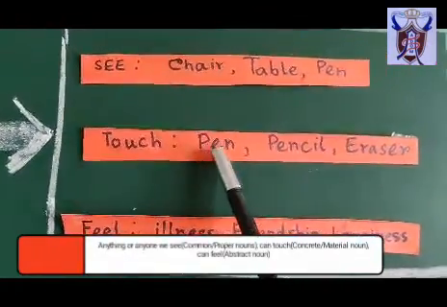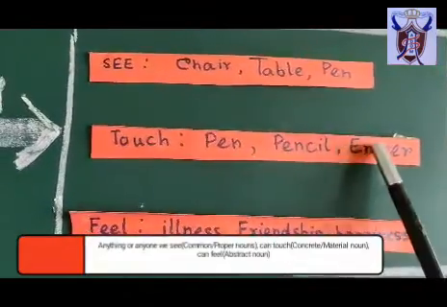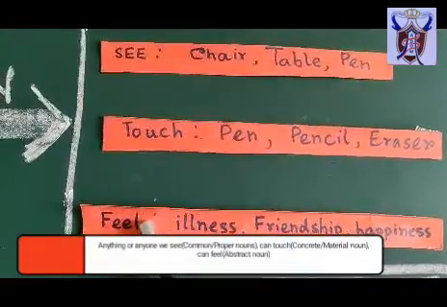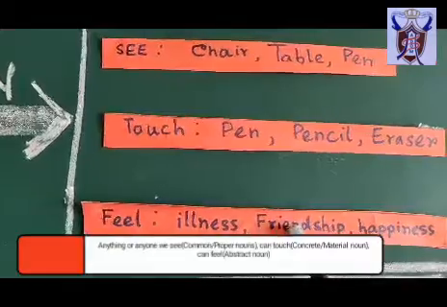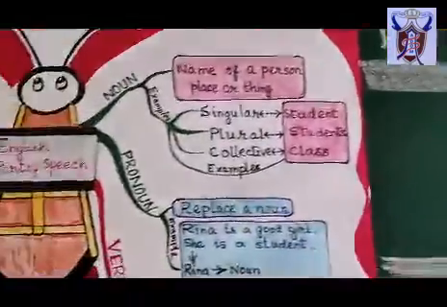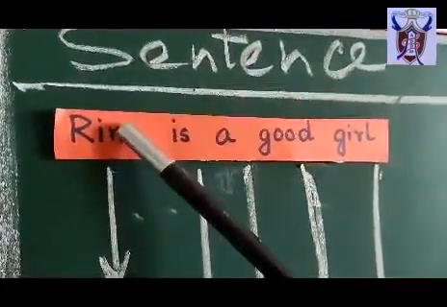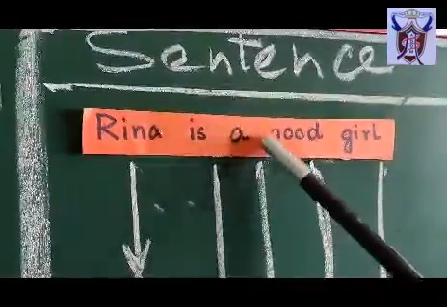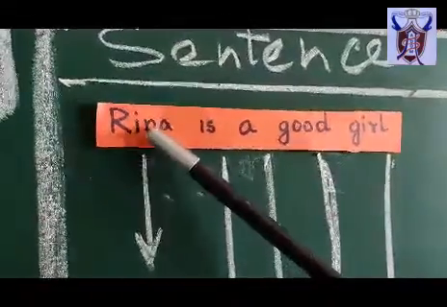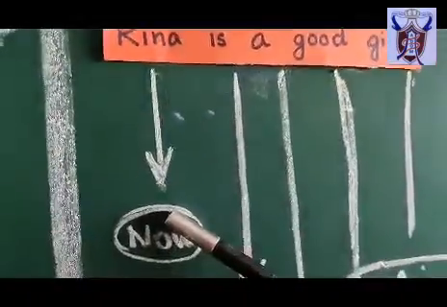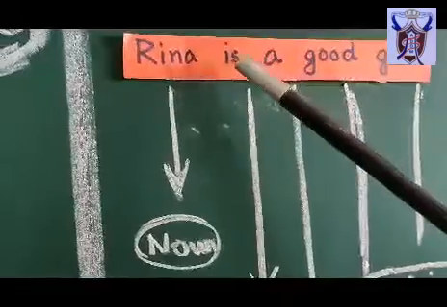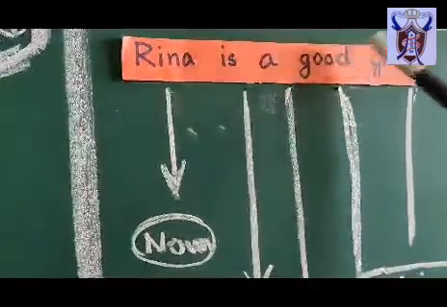We can touch a thing or person: pen, pencil, eraser. Or we can feel. Feel is what? The emotions which we can't see or touch, like illness, friendship, happiness, etc. Now let's take an example. Here is a sentence: Rina is a good girl. Here Rina is what? It's a noun. It's the name of a girl. The composition of the words makes a sentence which has a meaning.